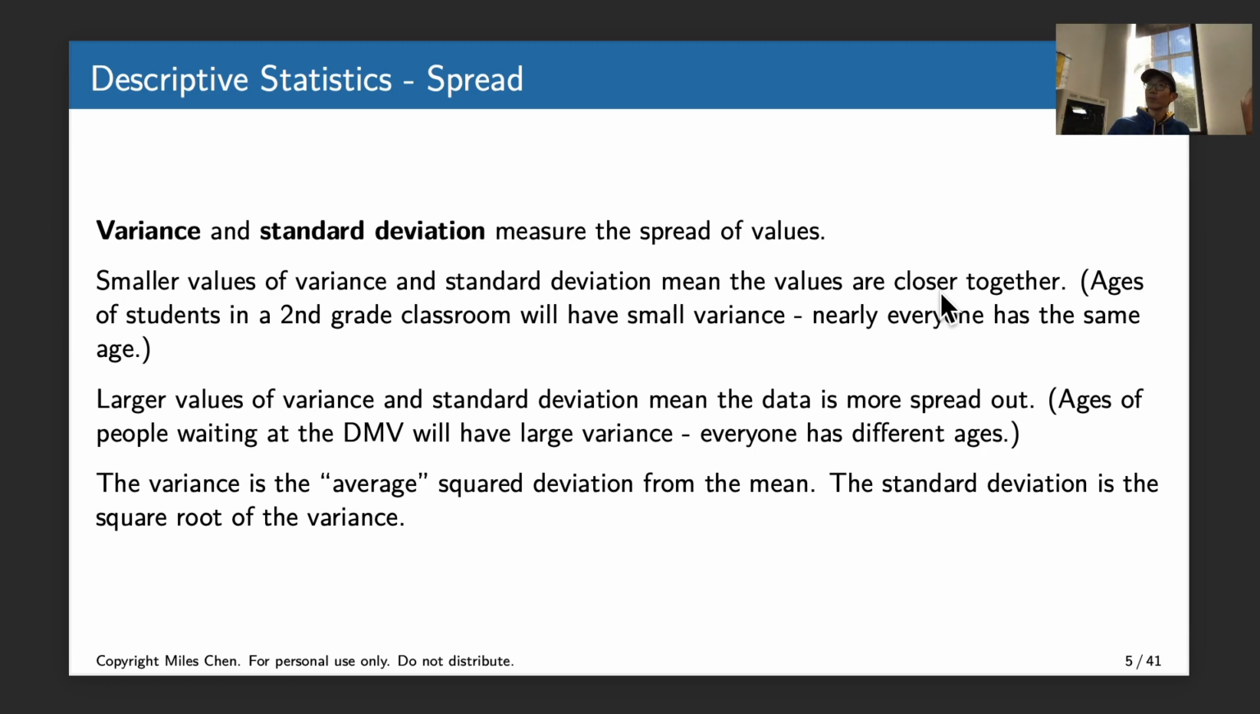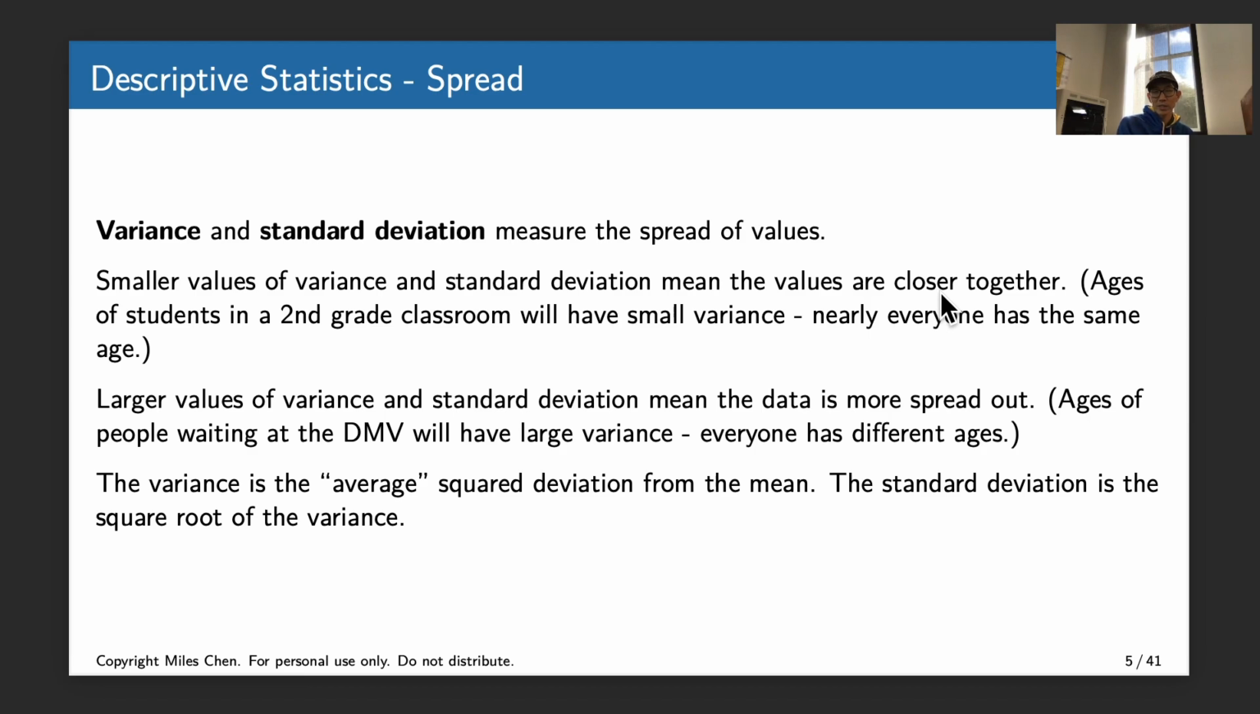Versus if you go to another room, say you go visit the DMV or a doctor's office, and you say, how old is everybody here? Now you're going to have a wide range of ages, right? You're going to have teenagers, young adults, middle-aged adults, seniors, children. You're going to have ages that are all over the place, so you have much greater variance and standard deviation. Everybody has different values.